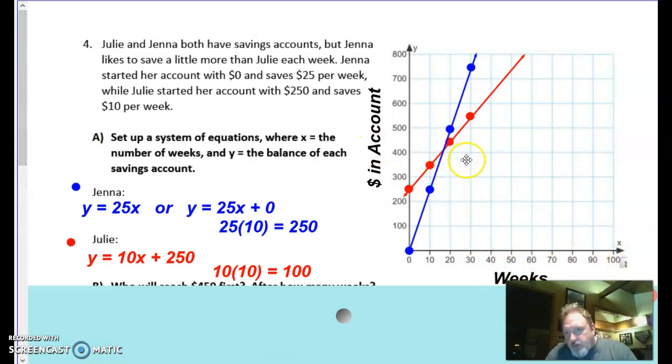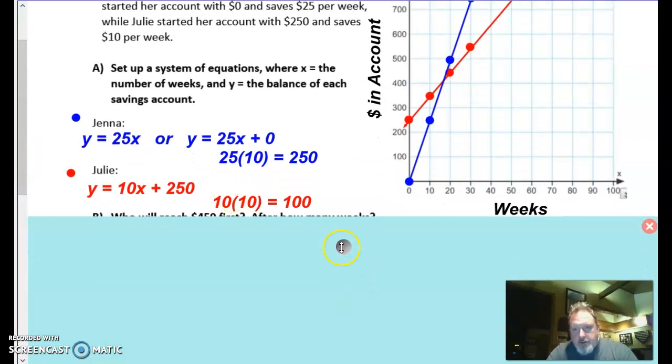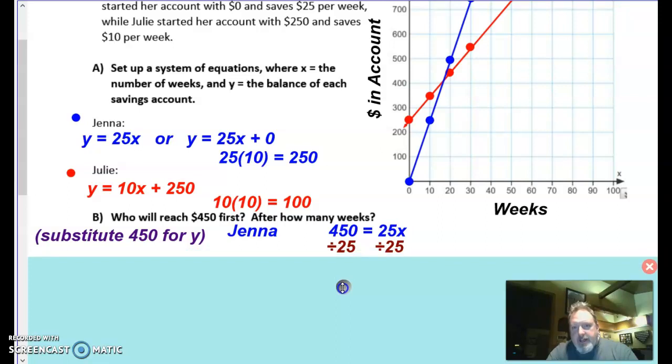Now, they did not ask for an intersection point here. They changed our question around a little bit, which is fine. They asked who will have $450 first. So we can see if we look at Julie's account here in red, Julie has $450 at 20 weeks. We can see that clearly right there. It appears that Jenna is going to get to that point a little before that.